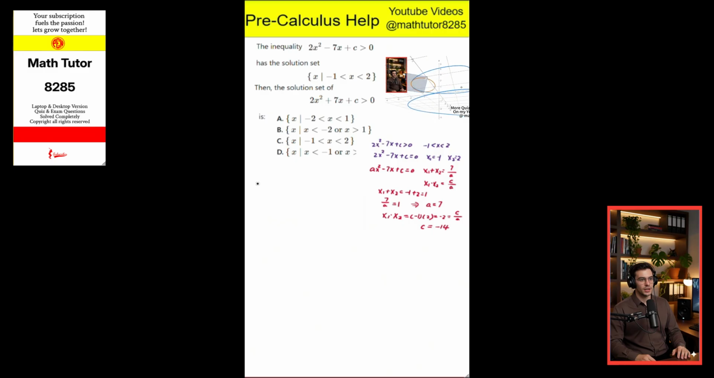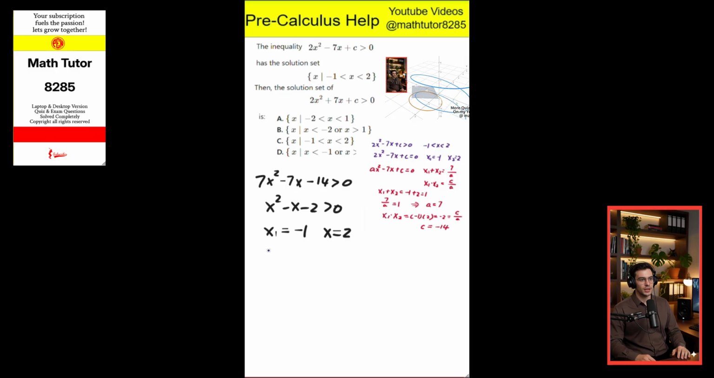Next step, write the original inequality. Substituting these values, we have 7x squared minus 7x minus 14 is greater than 0. If we divide both sides by 7, we get x squared minus x minus 2 is greater than 0. This equation indeed has roots at x equals -1 and x equals 2, which confirms the given information.